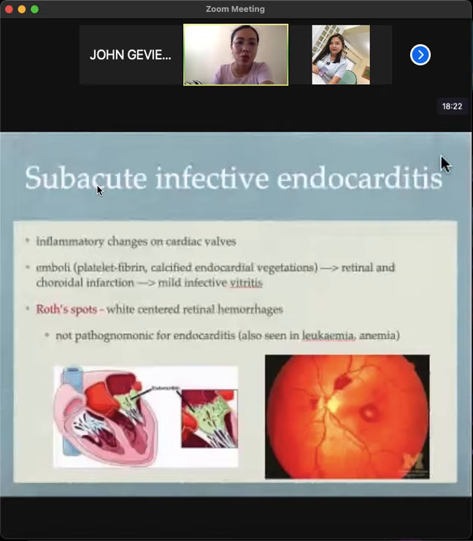Endocarditis. So, subacute infective endocarditis, meaning you have inflammation on the cardiac valves. The typical retina picture would be having Roth spots. So, these are your Roth spots. These are white-centered retinal hemorrhages. These hemorrhages would contain fibrin thrombus, platelets, and red blood cells, at the site of vessel rupture.